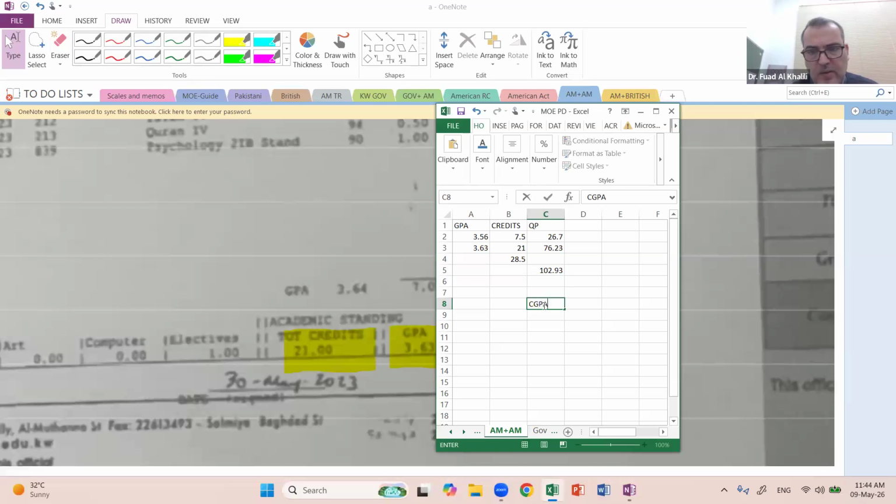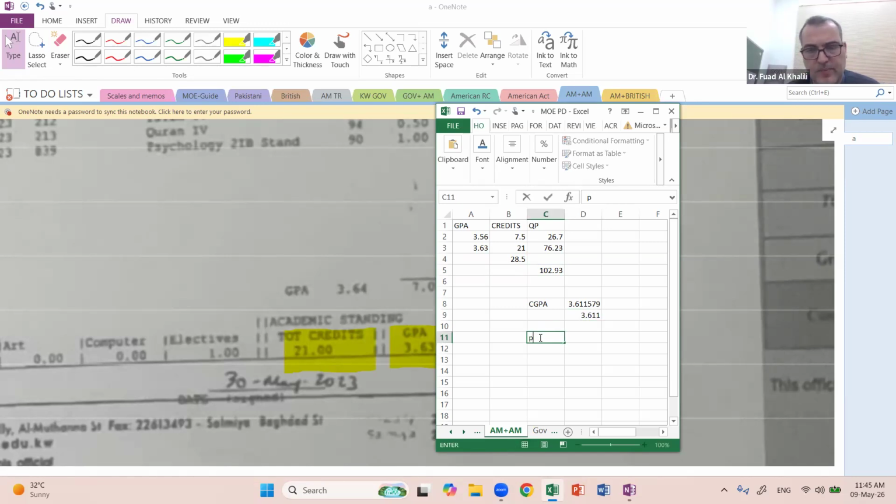Cumulative GPA now is equal to, what is it? Is equal to total quality points. We take this total quality points divided by total credits. That's it. 3.6115, which is after deleting the extra digits, it will be 3.611.